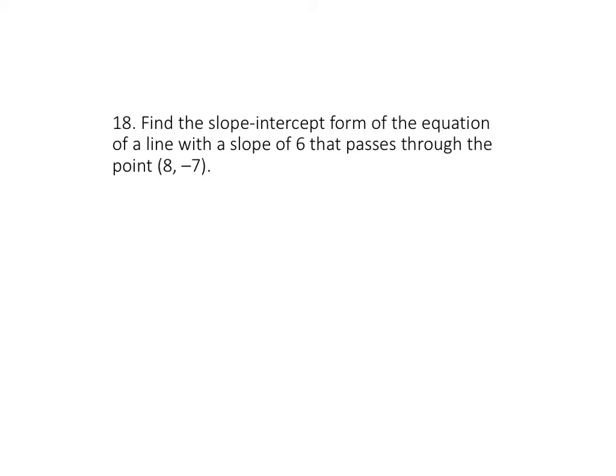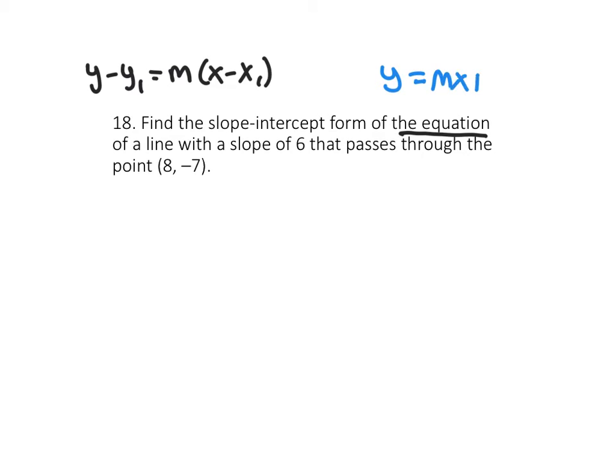In this problem, we're looking for an equation, and there are really a couple of ways that we can do this. One is using the point-slope formula: y minus y1 equals m times the quantity x minus x1, or we could do it using the slope-intercept form, y equals mx plus b. And I'm going to run through this both ways with you.